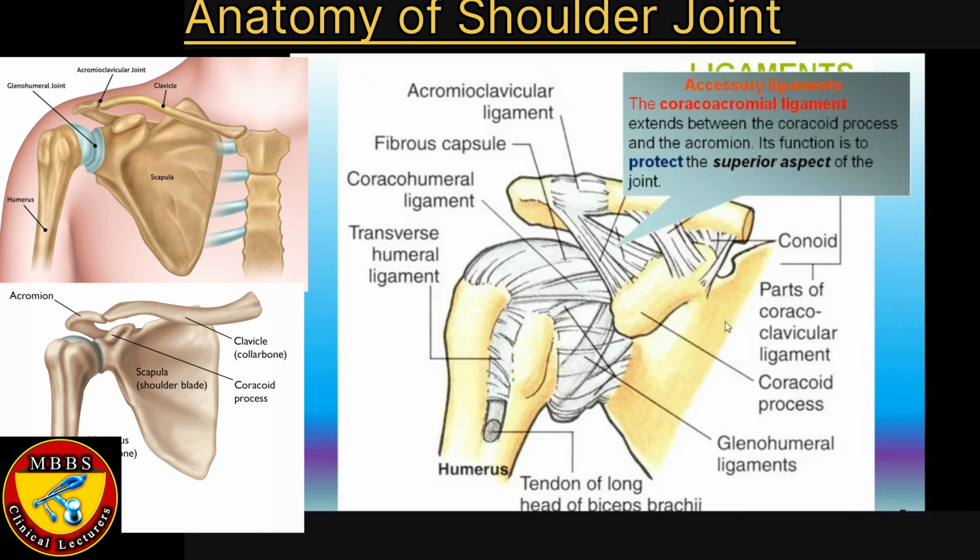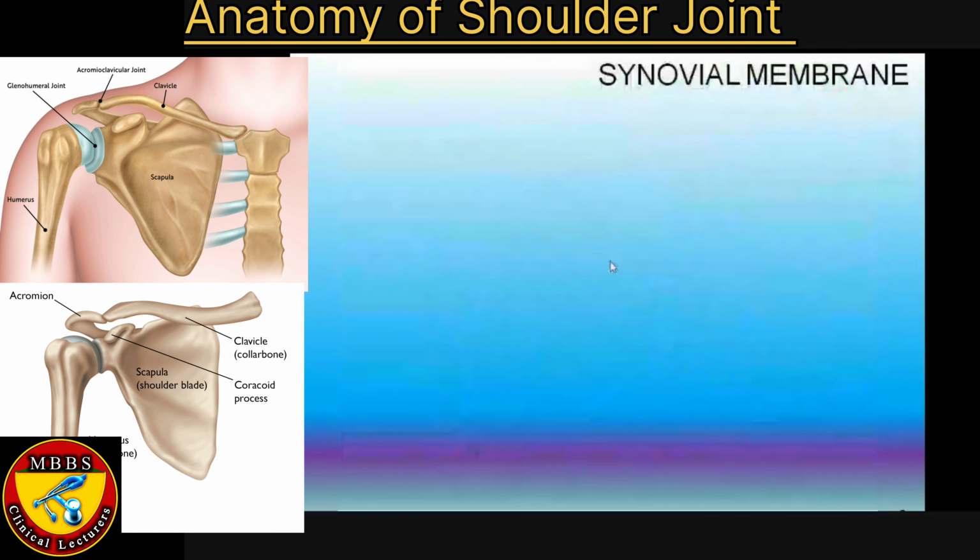Then there is an accessory ligament which we name the coracoacromial ligament, which extends from the coracoid process of the scapula to the acromion process, and this functions to protect the superior aspect of the joint.